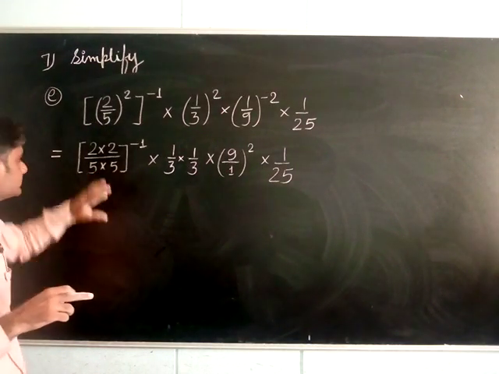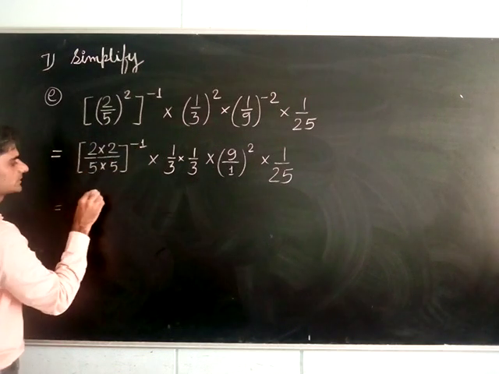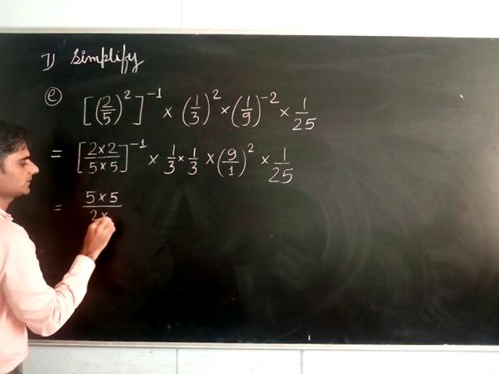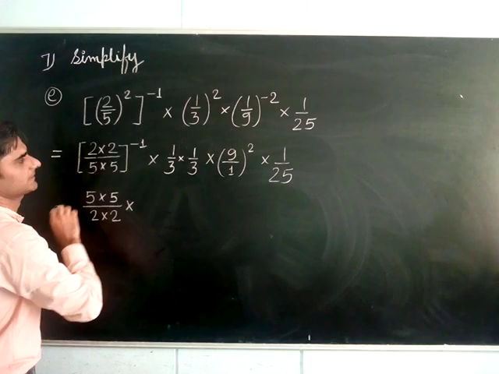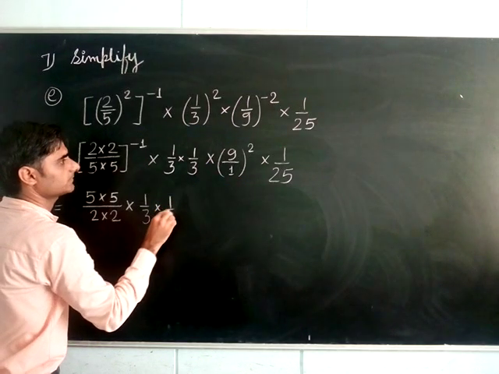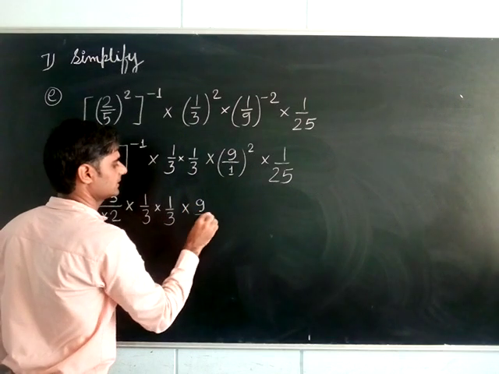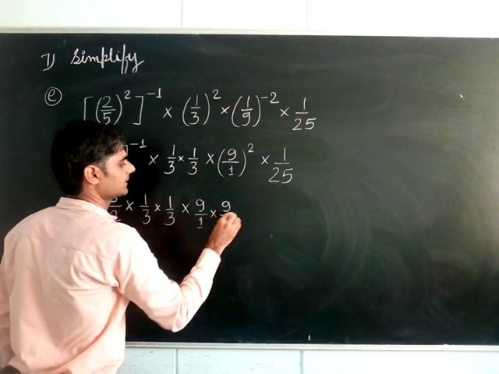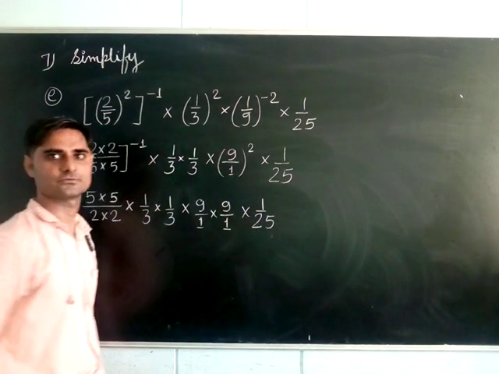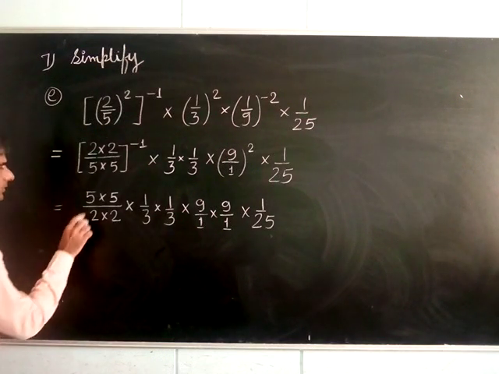Next, before that, can we take the reciprocal because of this minus power? So this will be equal to (5×5)/(2×2) to the power of 1 outside, is the exponent now there? Now this will be equal to 1/3 multiplied by 1/3 multiplied by 9/1 multiplied by 9/1 multiplied by 1/25. Can you write like this? Now next will be equal to 5.